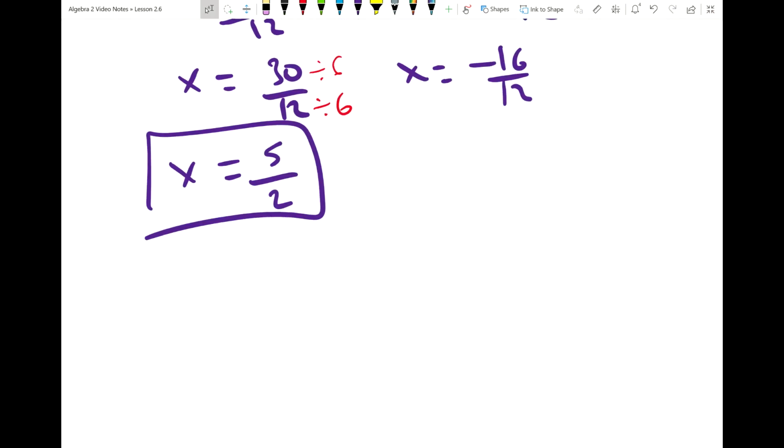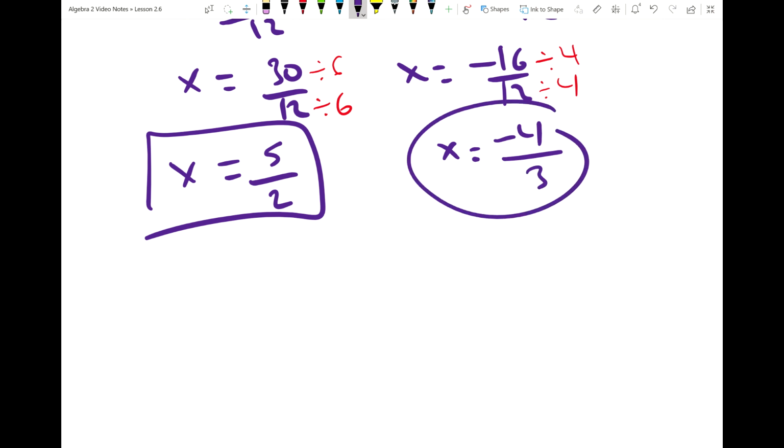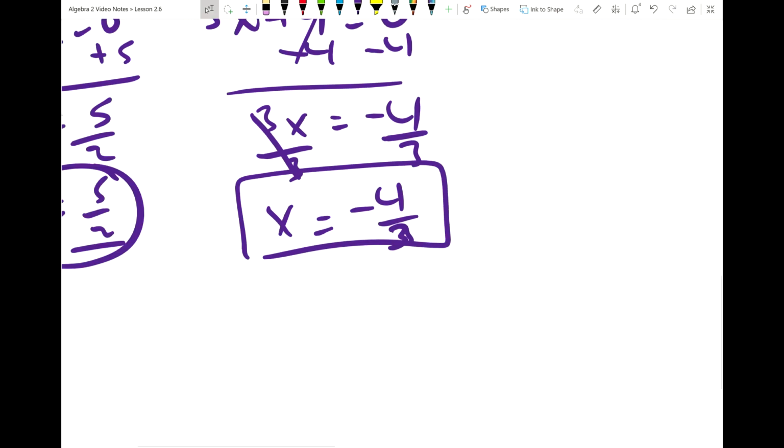We need to divide. Let's see, 4 goes into 16 and 4 goes into 12. So we got x equals negative 16 divided by 4 is negative 4, 12 divided by 4 is 3. So negative 4 over 3. Is that the other answer? It sure was. There you go.